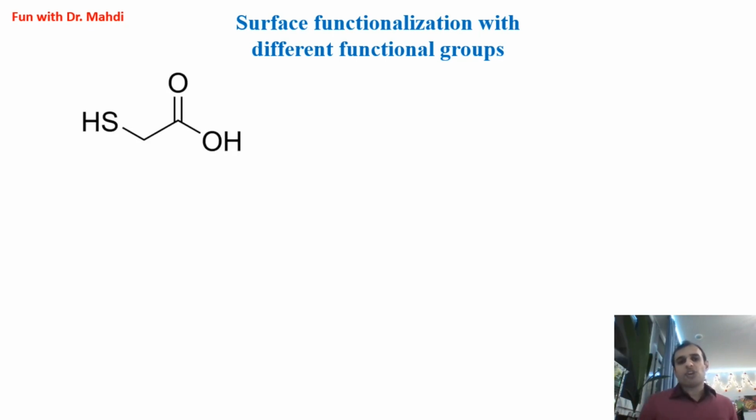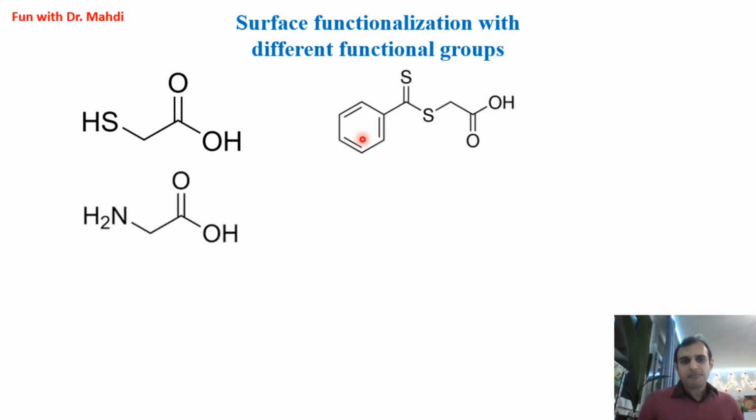For example, sometimes you need to have thiol on the surface. It's better to use this compound. This compound is thioglycolic acid. When you use thioglycolic acid and after the esterification reaction, you will have a lot of thiol on the surface. You have a thiol-terminated surface. Or sometimes you are looking for benzene on the surface. When you are looking for benzene on the surface, you can use this compound, and again after the esterification reaction with your substrate, with your surface, you will have benzene on the surface.